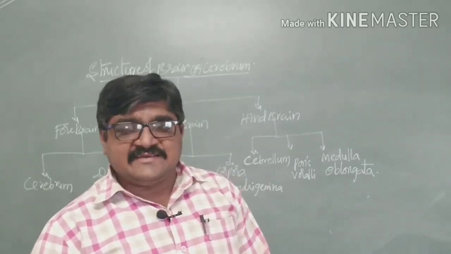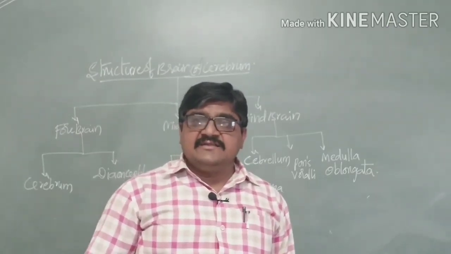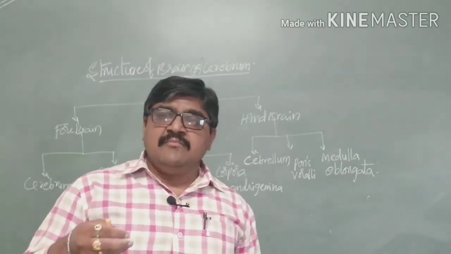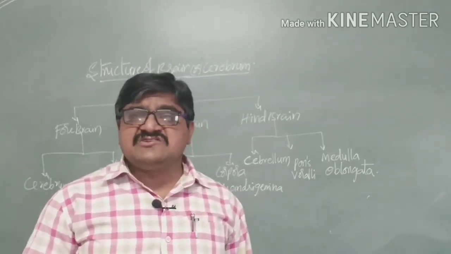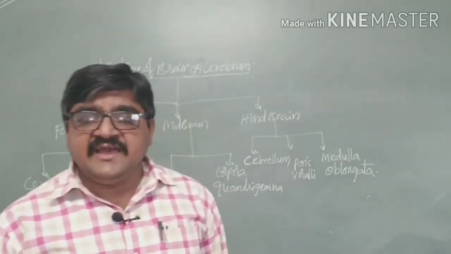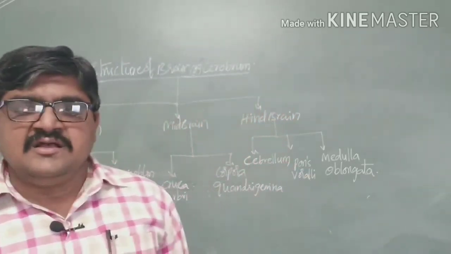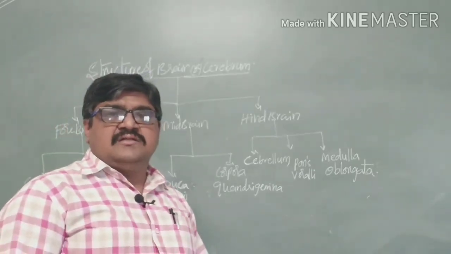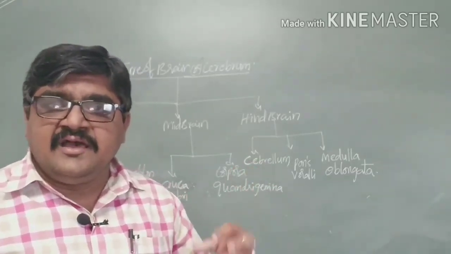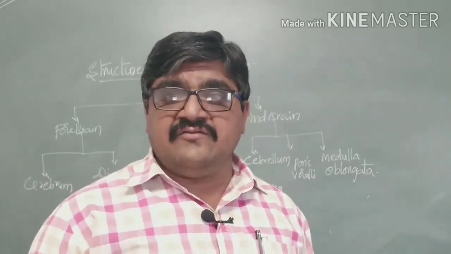So in the next class, we'll discuss the detailed structure of the brain, that is how it is divided into forebrain, midbrain and hindbrain, and also the functions of each part of the brain. So this is the class on the central nervous system, which is mainly present in the brain and spinal cord. In the next class we will discuss the structure of the brain.